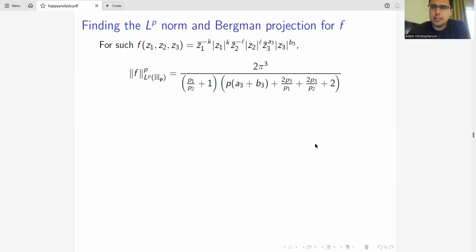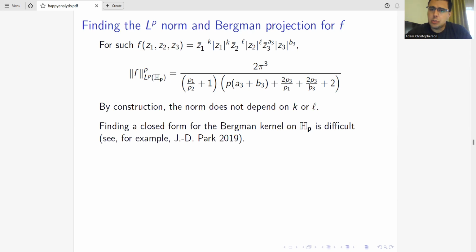Now, one thing that's curious is that if you take a look at the formula for our function f at the top of the slide, the minus k and k will cancel each other out when we compute the LP norm, and likewise, the minus L and L will cancel each other out. So you, in fact, will not see the k or the L when we calculate the LP norm. That's just a straightforward application of polar integration. All you'll see are the A3 and B3, and you'll end up with the following, provided that the second factor in the denominator is positive. And of course, like I mentioned, the norm doesn't depend on K or L.